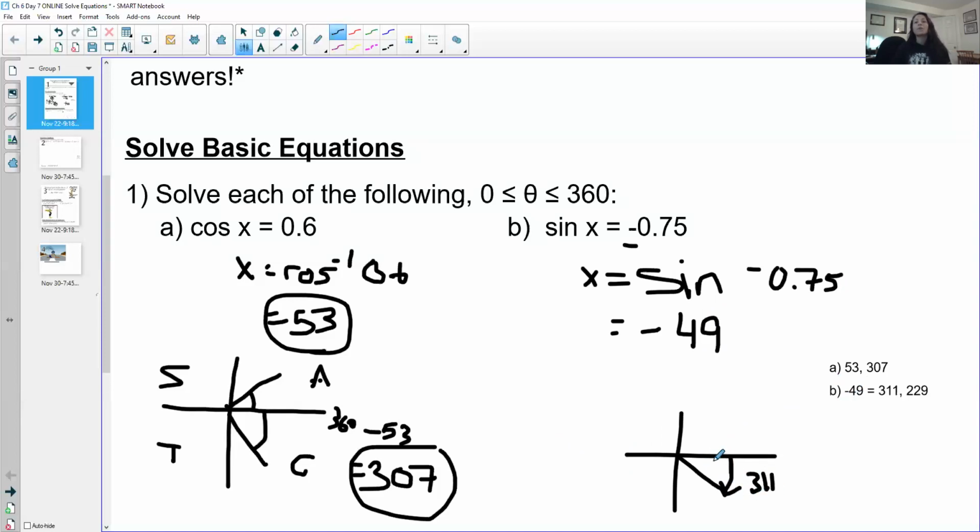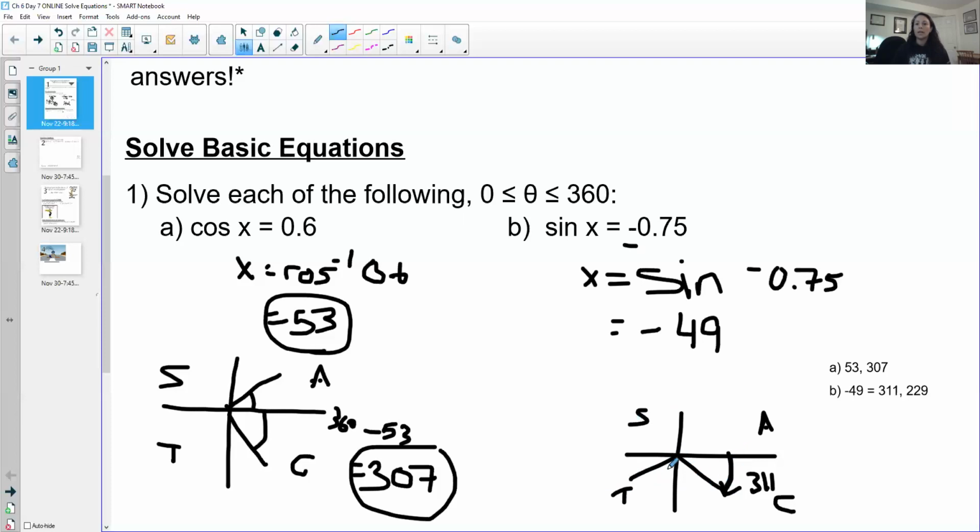So sine of 311 degrees, because it would have gone all the way around, should give you around negative 0.75. That's only one answer. Remember, trig functions are periodic, so there is another angle. Using our CAST rule, because sine is negative, I've got to look in the quadrants where sine is negative. They're all positive in the first quadrant. Sine is positive in the second quadrant, but sine is negative here and here. So I've got 311 degrees as one of my answers, and the other one would be in this quadrant.